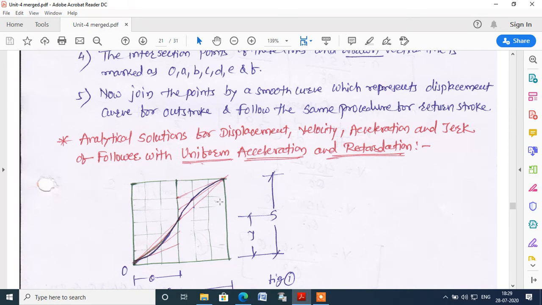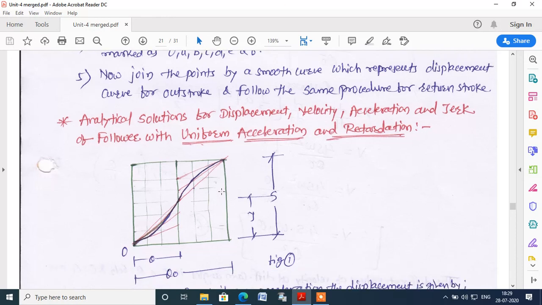Anyway, I will tell you how to draw the displacement diagram on the sheet. We will solve numericals on the sheet, and after the displacement diagram, then we have to draw the cam profile. So don't worry, I will take that on the sheet.